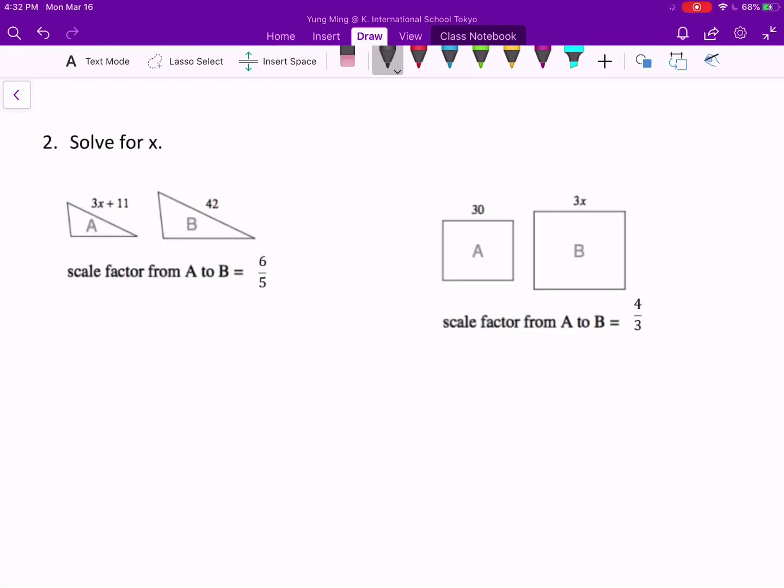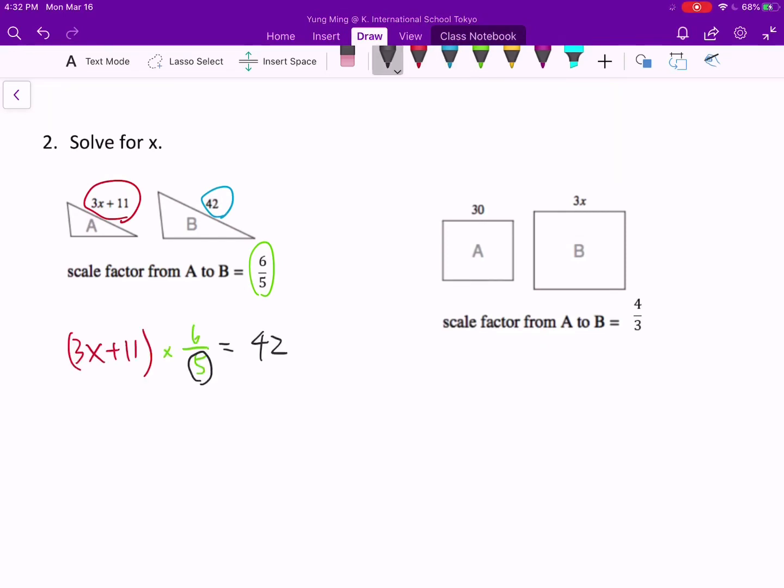Part 2, now they tell you the scale factor, and we're going to use the scale factor to figure out our x. In this case, our scale factor is 6 over 5. That basically means that in order to go from A to B, you need to multiply by 6 over 5, which makes sense because 6 over 5 is a number bigger than 1. If you multiply by something bigger than 1, you are only going to get bigger. So there you go, this is what it means.